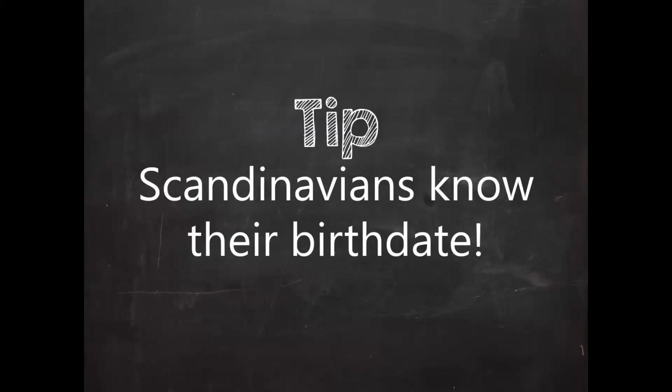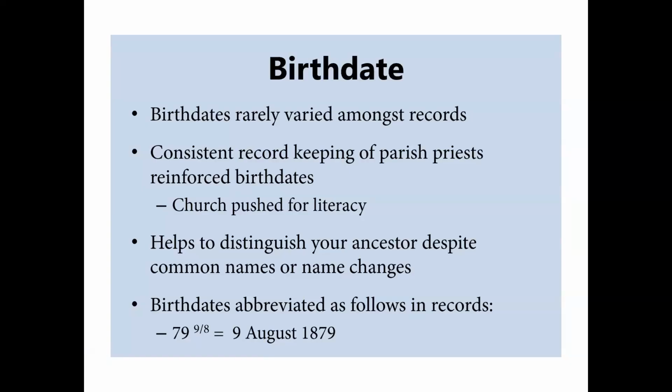And I alluded to this earlier, but Scandinavians know their birth date. So if we see here on this slide, birth dates rarely varied amongst records. This is not the golden rule. You will see some variation with some folks who did not know their birthday. But the Lutheran church record system captured birth dates on so many different occasions. Because there's a plethora of records, there are many opportunities for the birth date to be recorded. There's a real push for literacy amongst the church, which wanted the folks to be literate. And they carried that birth date knowledge with them.